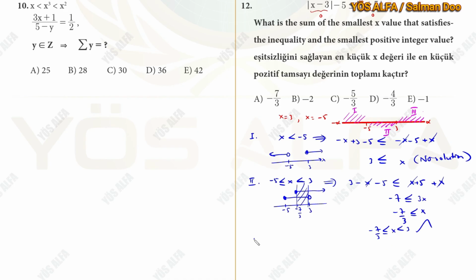The second solution set will come from the third region. So the third region is where x is larger than 3. So if x is larger than 3, this is positive. We could also have equal sign here. So x minus 3 minus 5 less than or equal. When x is larger than 3, x plus 5 is positive.